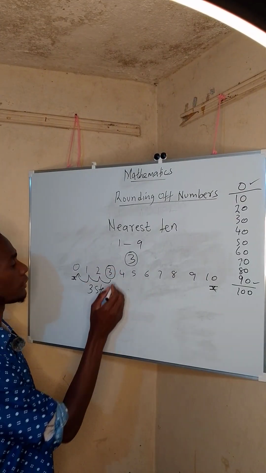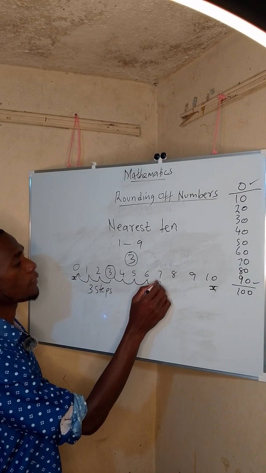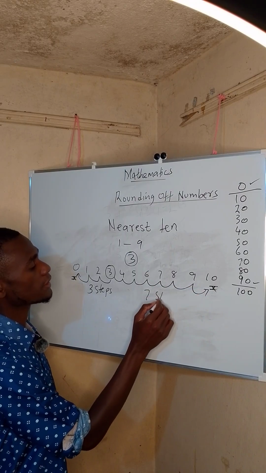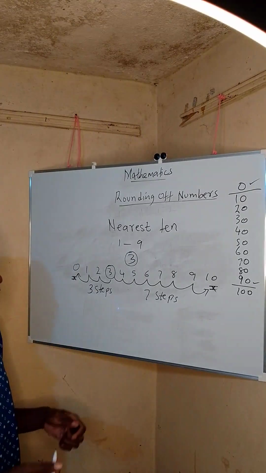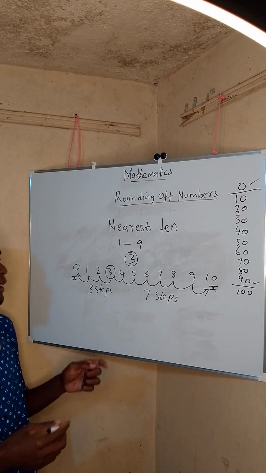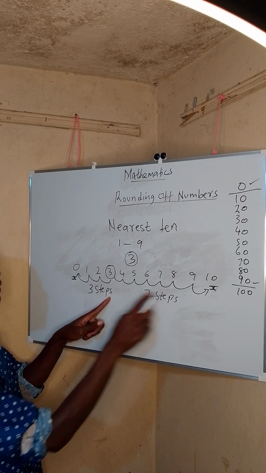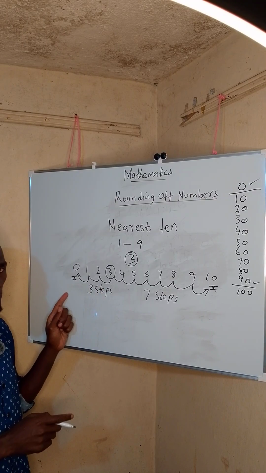From 3 to 10, let us look at the number of steps: 1, 2, 3, 4, 5, 6, 7. So in that case, there are 7 steps. So in terms of distance, it is obvious that 3 to 10 is farther than 3 to 0.